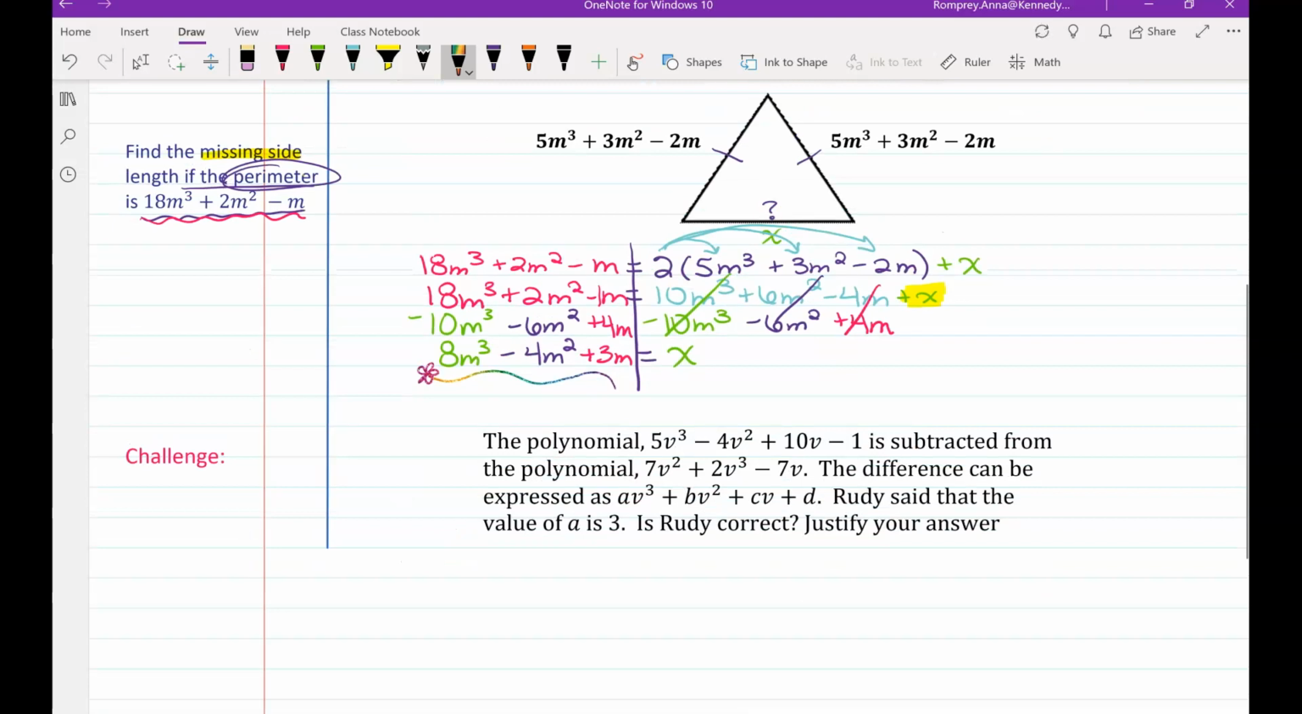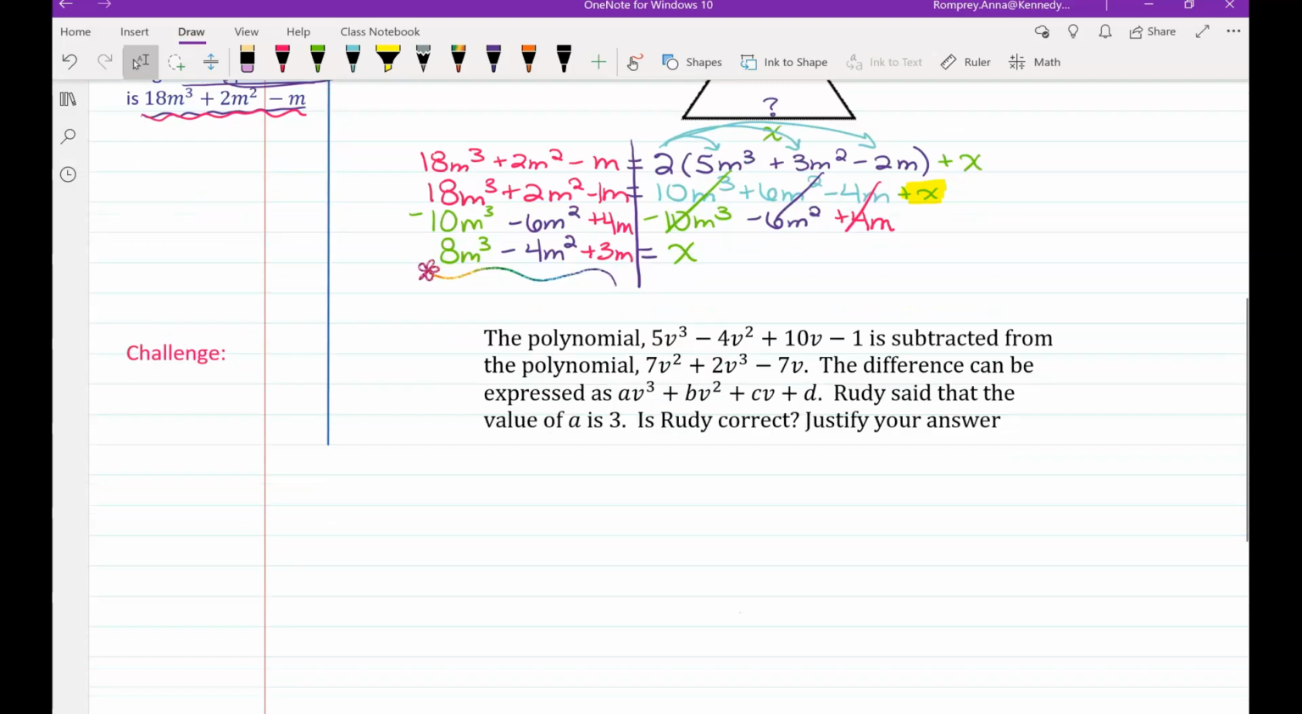All right. So our challenge problem says the polynomial 5v cubed minus 4v squared plus 10v minus 1 is subtracted from the polynomial 7v squared plus 2v cubed minus 7v. The difference can be expressed as av cubed plus bv squared plus cv plus d. Weird, but okay. So Rudy said that the value of a is 3. Is Rudy correct? I don't know. The only thing I can think to do is, well, do it.